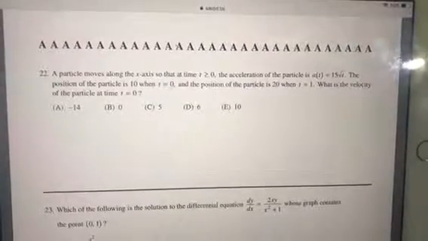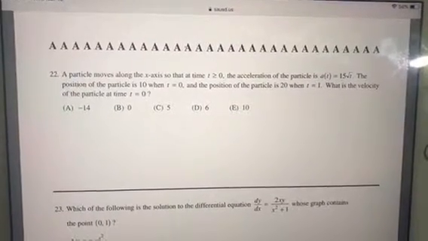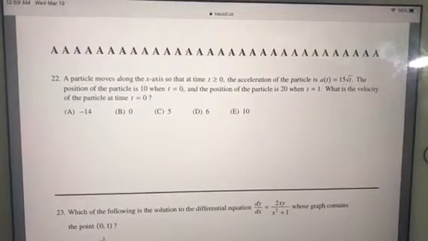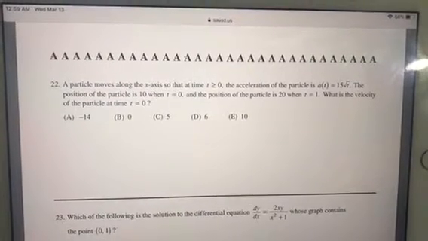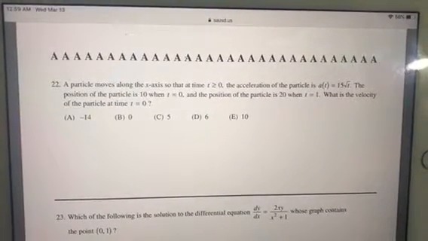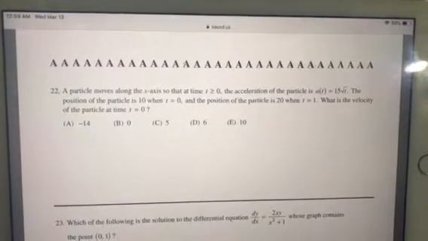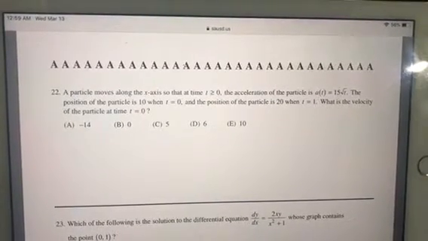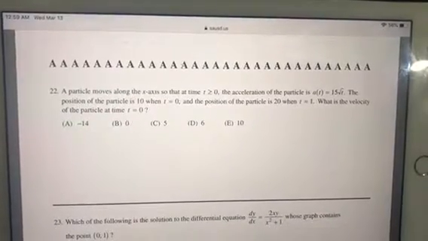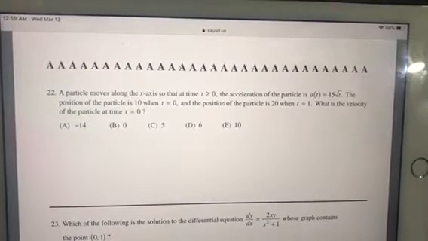I will solve question number 22 from the AP Calculus AB 2016. The question says a particle moves along the x-axis so that at time t greater than or equal to 0, the acceleration of the particle is a of t equal to 15 times the square root of t. The position of the particle is 10 when t is equal to 0, and the position of the particle is 20 when t is equal to 1. What is the velocity of the particle at time equal to 0?